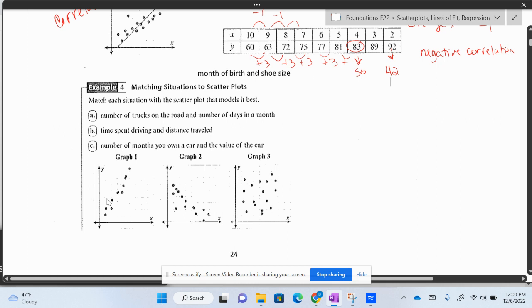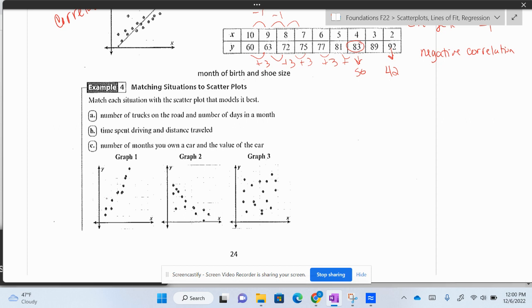So let's match the scatter plot, the graph, to these example choices, A, B, and C. A says the number of trucks on the road and the number of days in the month. Let's just go to the next one. B says the time you spend driving and the distance traveled. Which one do you think would represent the time you spend driving and the distance you travel?